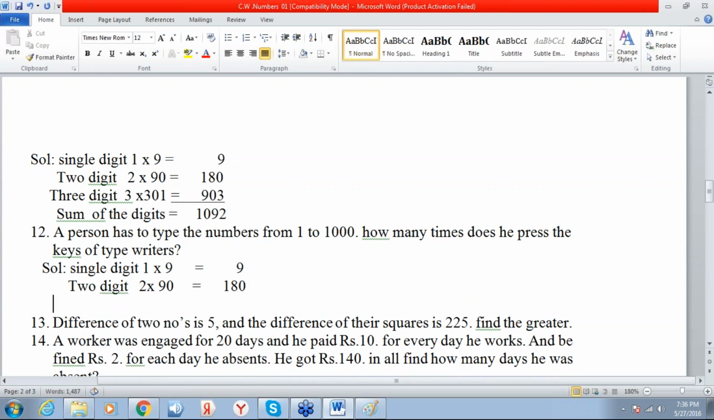Three digit: 3 into how many numbers? How many three-digit numbers are there? 999 minus 99 is 900. 3 into 900 is 2700. Right.